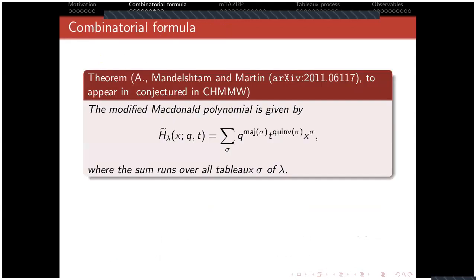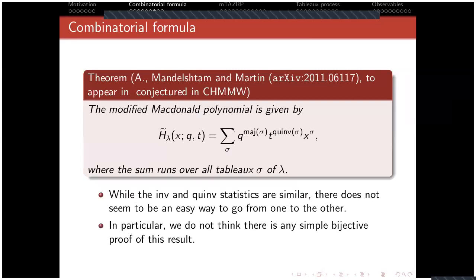So in our first paper, we proved that the modified Macdonald polynomial is given by Q to the maj and T to the quin. Arvind Ayyer and Ruler had T to the inv, which is a very similar but different statistic, but also turns out to be the case. And I should just say that it's not at all obvious to go from one to the other.